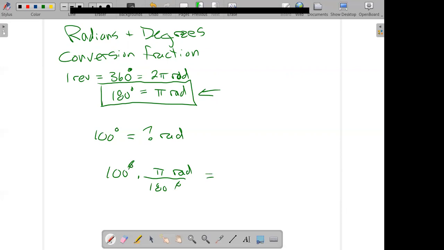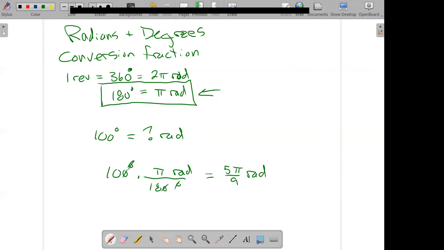I can reduce that. Let's see. That would be 10 over 18 or 5 over 9. It doesn't get much simpler than that. So that would be 5 pi over 9 radians. And then if I had to, I could plug that into my calculator.